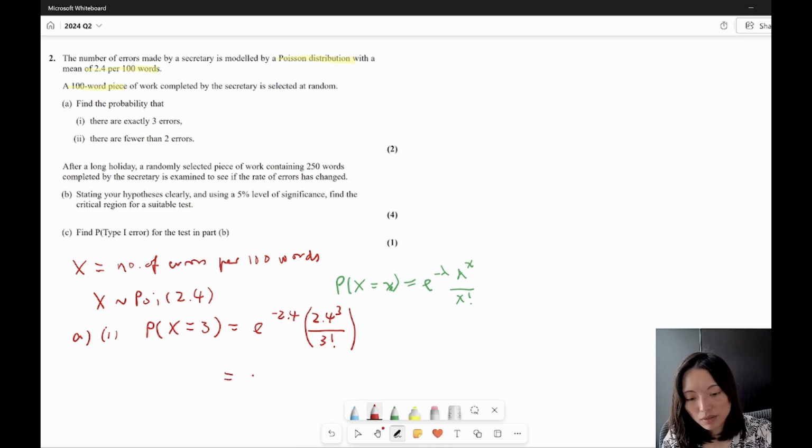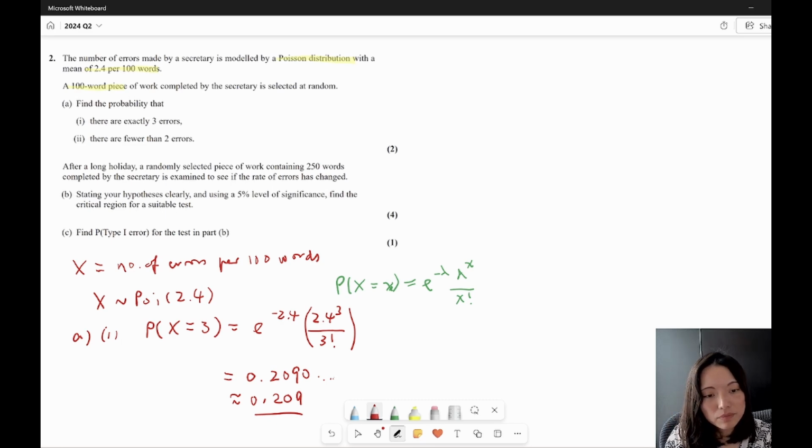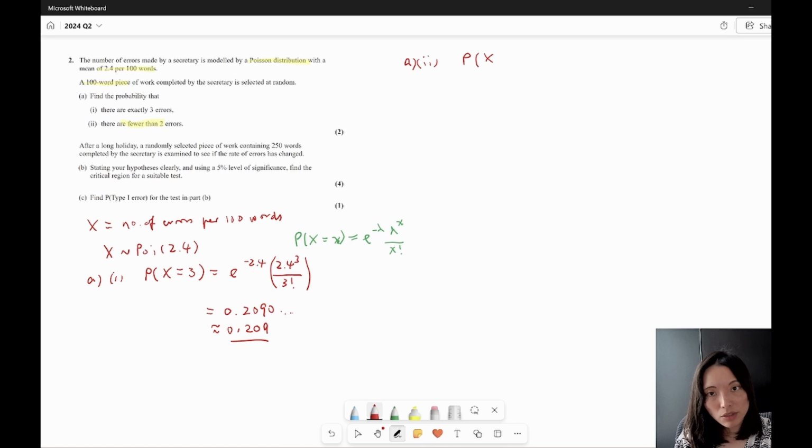Putting that into the calculator, we get 0.2090 dot dot dot, which to 3 significant figures is 0.209. So that's our answer to part A1. For part A2, it's asking us for the probability that there are fewer than 2 errors. The important thing is fewer than 2, so let's pay attention to our inequality sign. Fewer than 2 is not less than or equal to 2, it's less than 2.